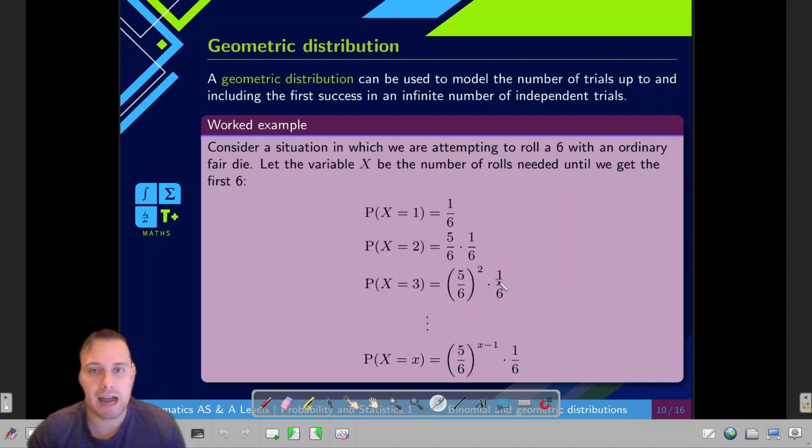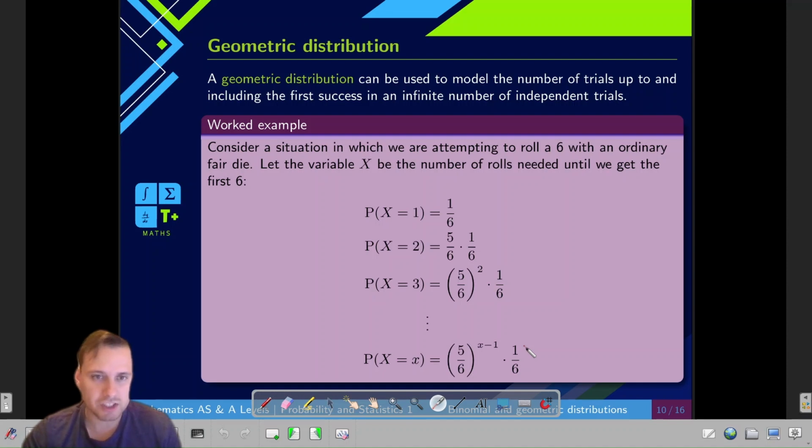And if we keep on going, I believe you can see the pattern now. The probability that I get my first 6 in my xth attempt is not getting a 6 until the (x minus 1)th attempt, and then getting a 6. This is how the geometric distribution works.